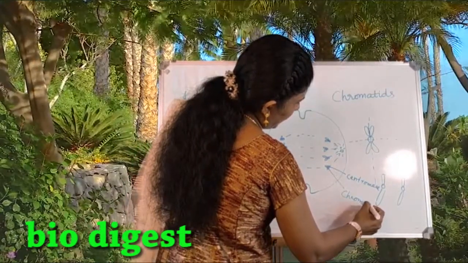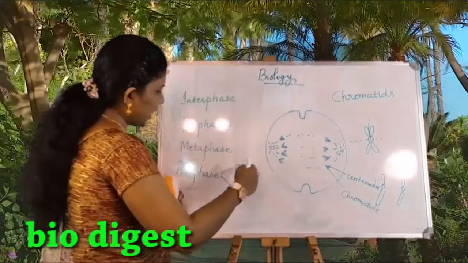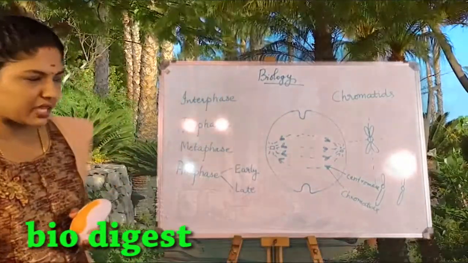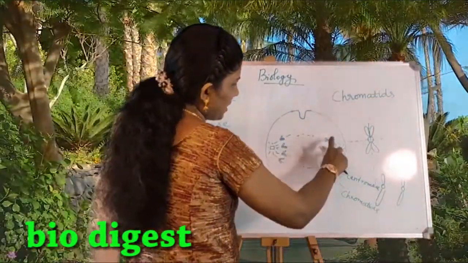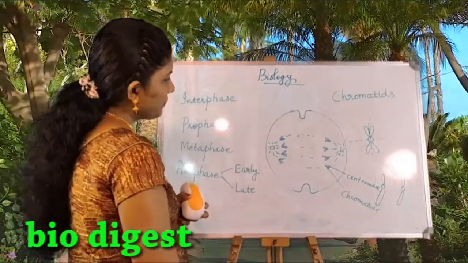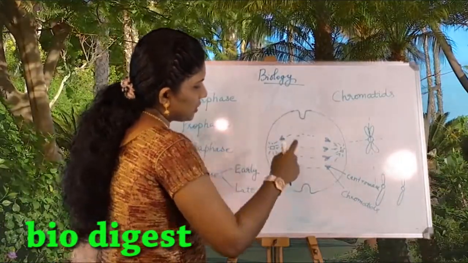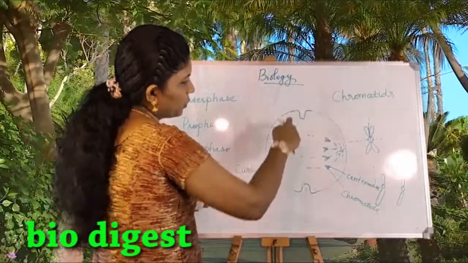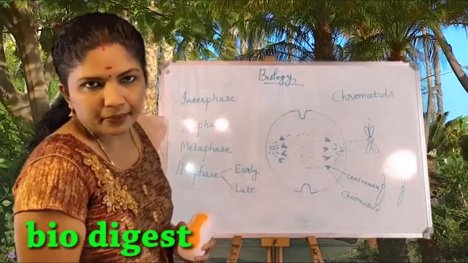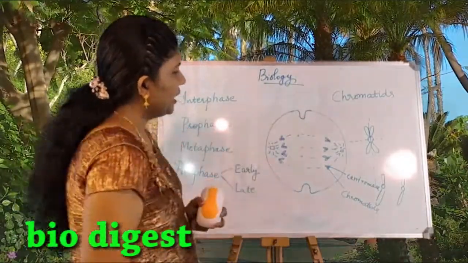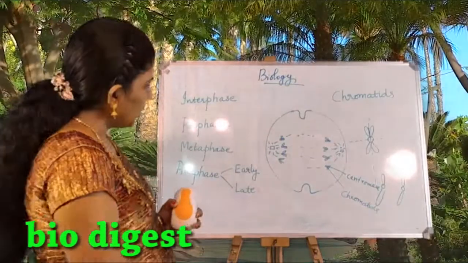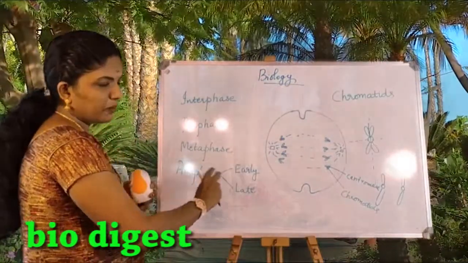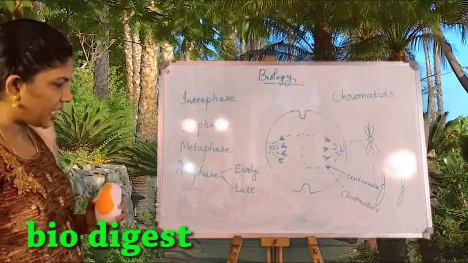Labeling should be there. And towards the end, that is late anaphase stage, the chromatids will reach the two opposite poles. You can see the appearance of a furrow in the middle of the cell. A furrow will be appearing in the middle of the cell. So all these are the changes that are taking place during anaphase stage.